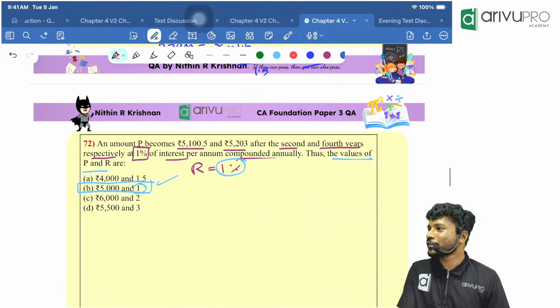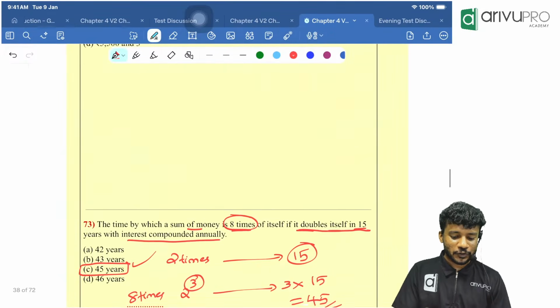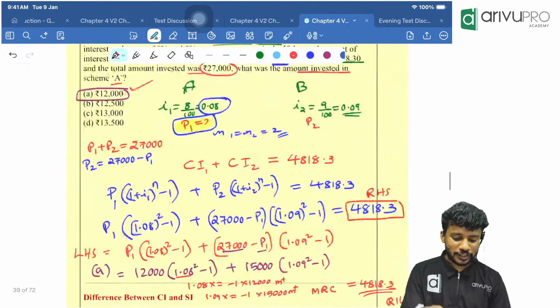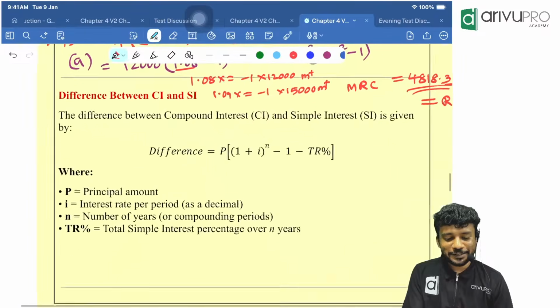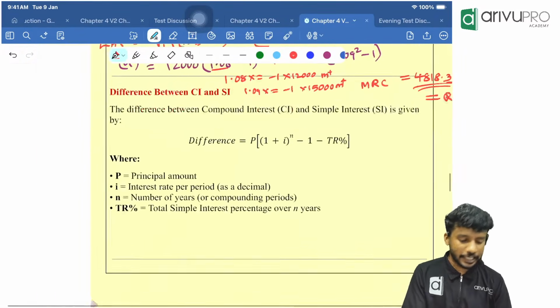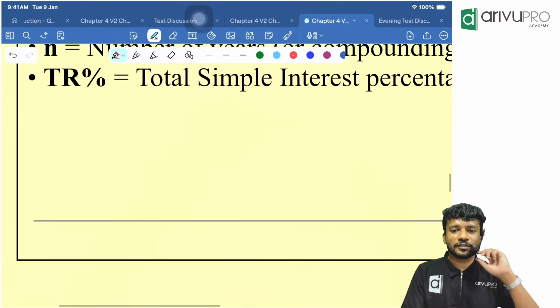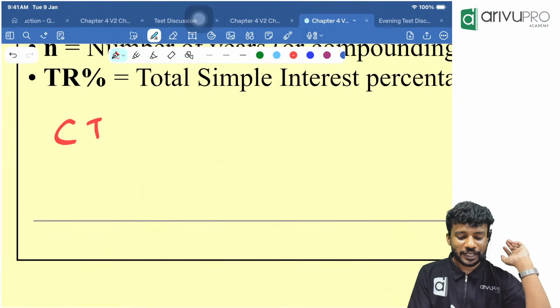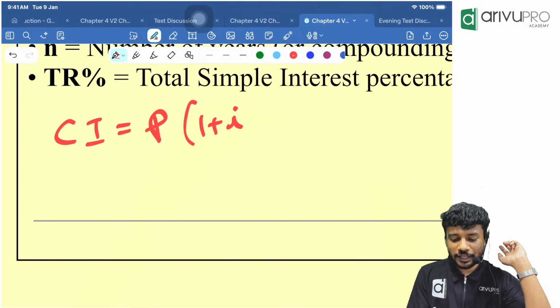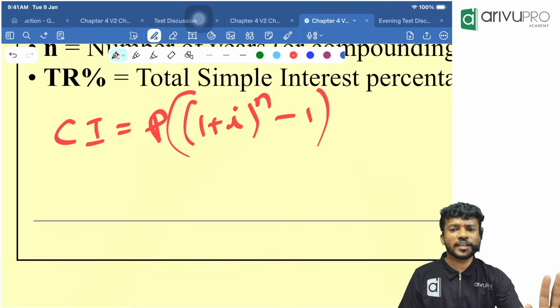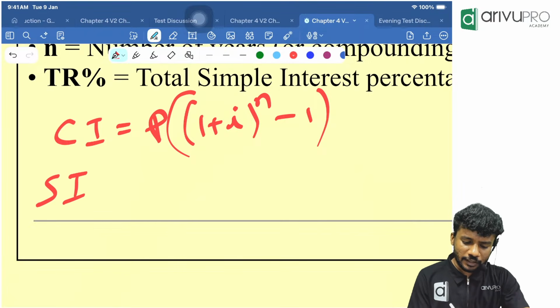So, can we go for the new topic? So, will the new topic be difficult? Yes, very difficult. It is called the difference between CI and SI. First of all, tell me the formula for CI. P into 1 plus I the whole power n minus 1. Okay, that we know. What is the formula for SI?